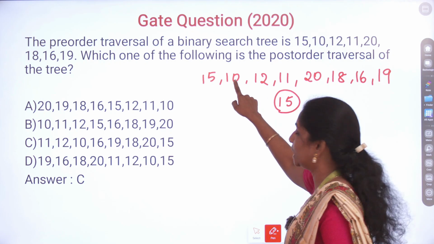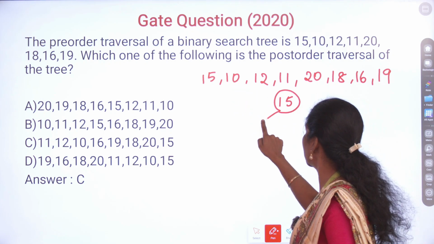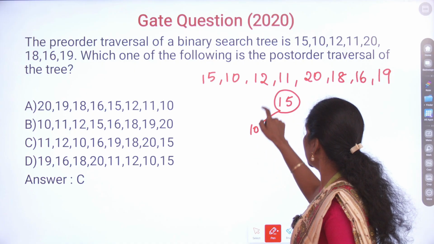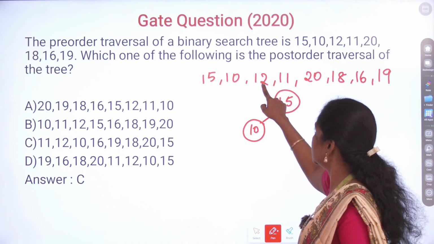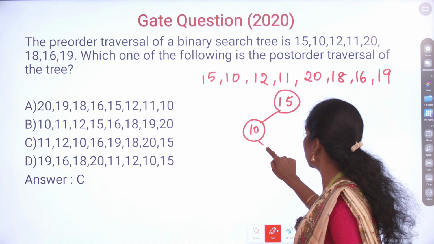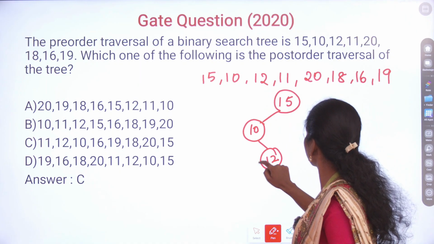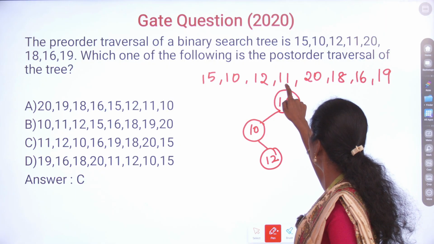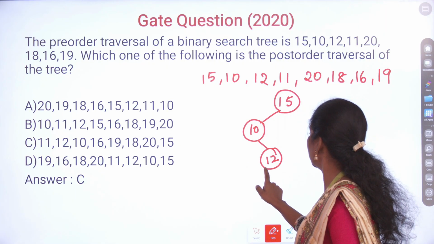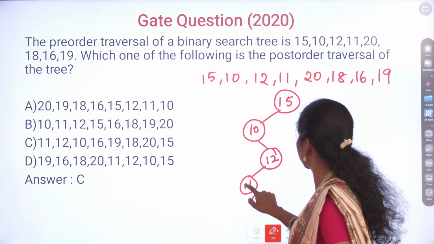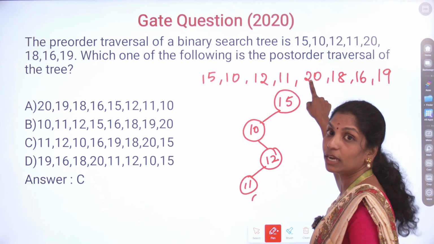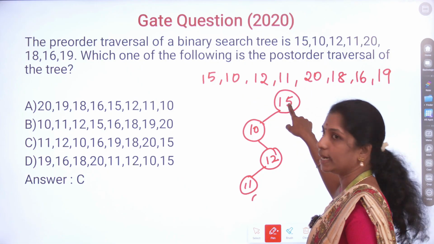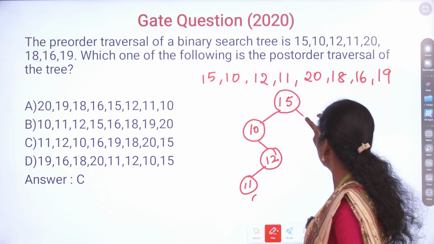Okay, so 10. 10 is lesser than 15, so it has to come in the left. Again 12. 12 is greater than 10, so it has to come right. And 11. 11 is also lesser than 12, so it comes here. And 20. 20 is greater than the root node 15, so it has to come right.